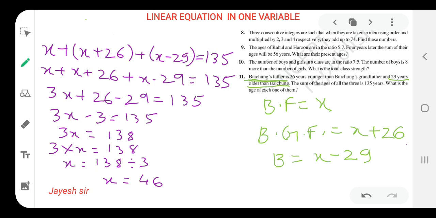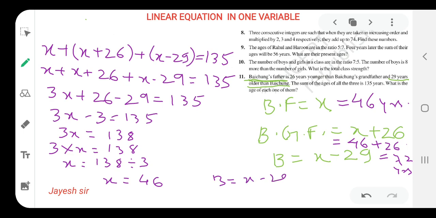So the value of x, that means Baichung's father, is 46 years. Yes, friends, that is 46 years. Now for Baichung's grandfather, 46 plus 26 will do, in years only. So his age would be 72 years. So Baichung's grandfather is 72 years. And Baichung has the age x minus 29. That means I am writing over here 46 minus 29. That means Baichung's age is 17 years.